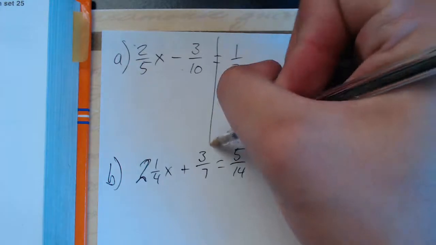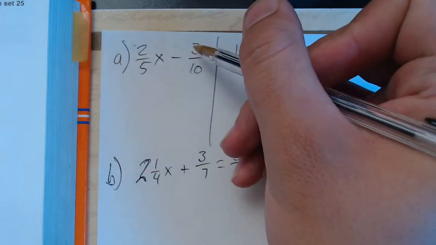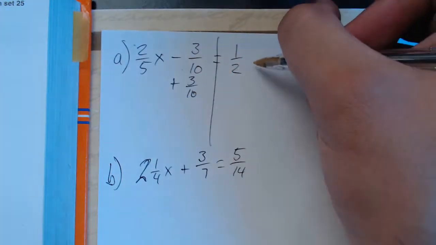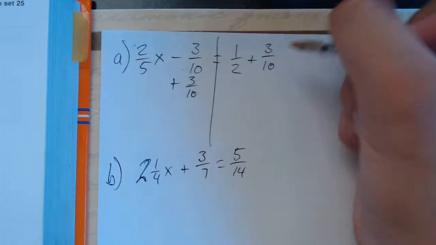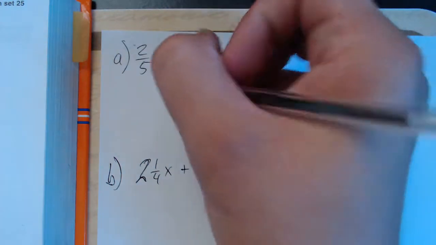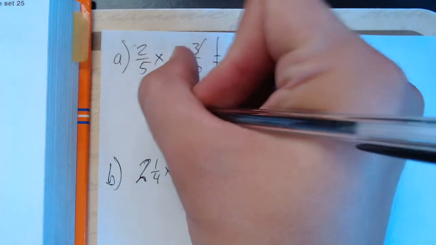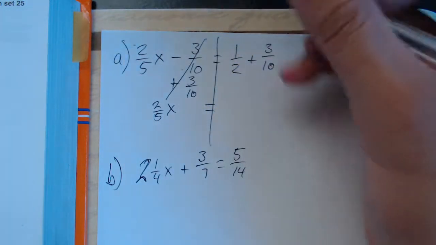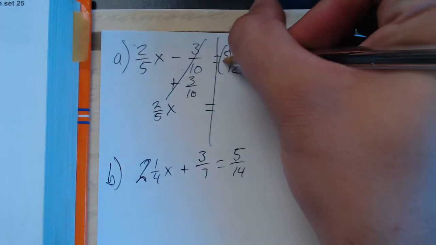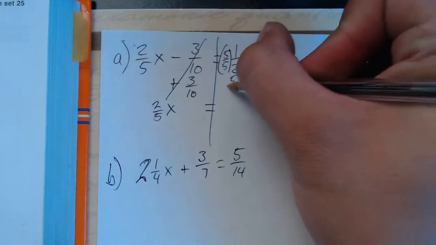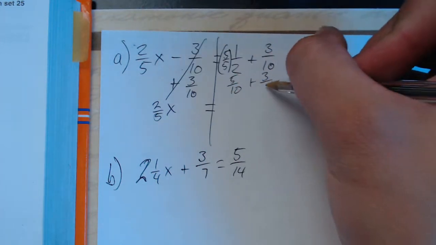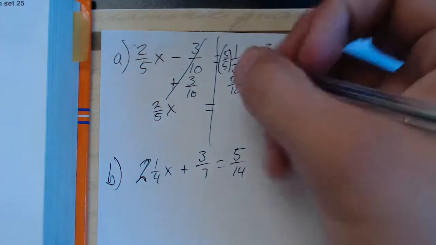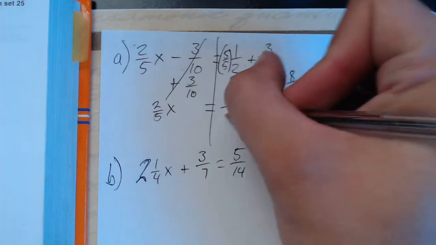So we'll go ahead and draw our line to separate our equation. If I'm subtracting 3 over 10, I'll do the opposite action and add it to each side. That will cancel, and then I get 2/5 x on this side. From here, 1 over 2 plus 3 over 10. We have to multiply 1 over 2 by 5 over 5. That gives us 5 over 10 plus 3 over 10, which equals 8 over 10. So then we have that all of that equals 8 over 10.